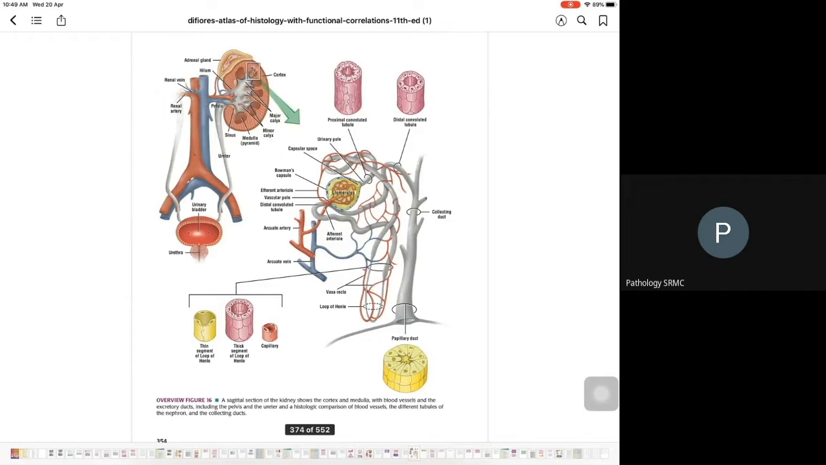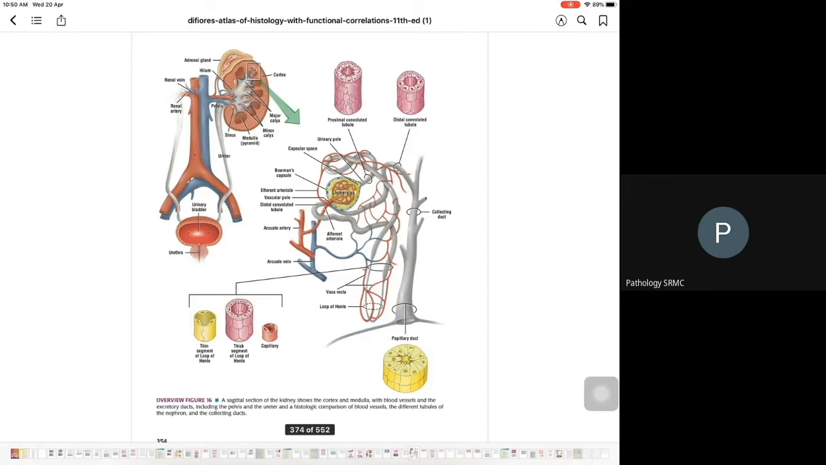Zooming into the cortex, they have shown the urinary pole, capsular space, Bowman's capsule, efferent arteriole, vascular pole, distal convoluted tubule, arcuate artery, arcuate vein, afferent arteriole, glomerulus, vasa recta, loop of Henle, papillary duct, collecting duct, and on the top they have shown zoomed in proximal convoluted tubule and distal convoluted tubule, and at the bottom left there is a thin segment of loop of Henle, thick segment of loop of Henle, and a capillary.